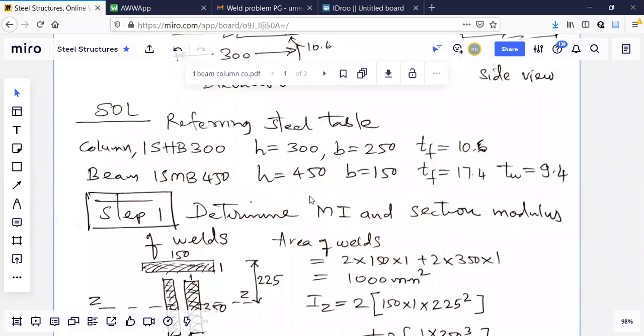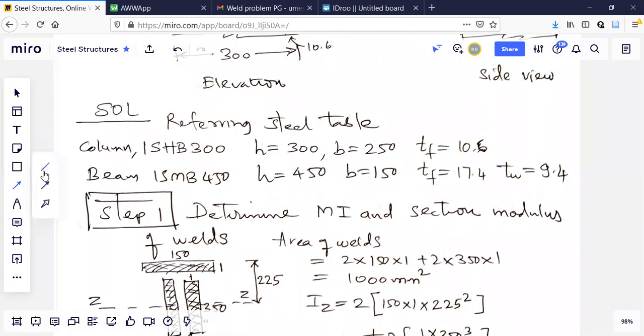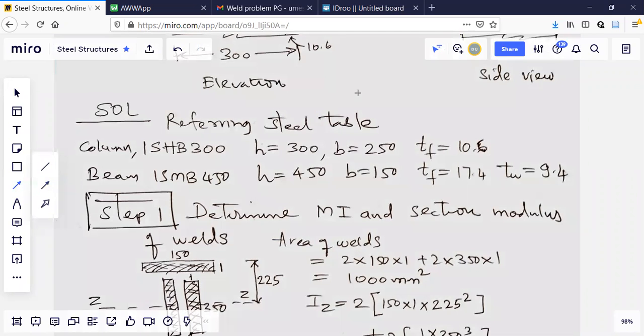So the solution: refer to the steel table. As I told you, refer to the steel table. For column section ISHB 300, these are the geometrical properties which are of relevance for us.